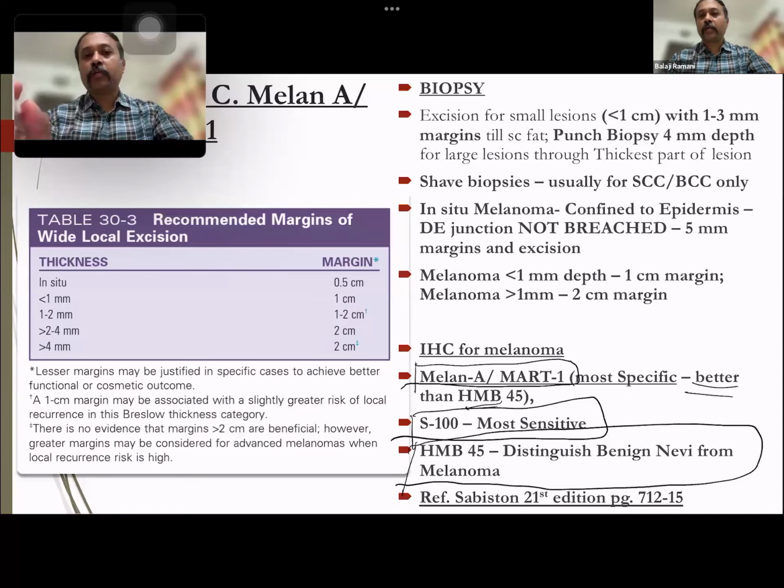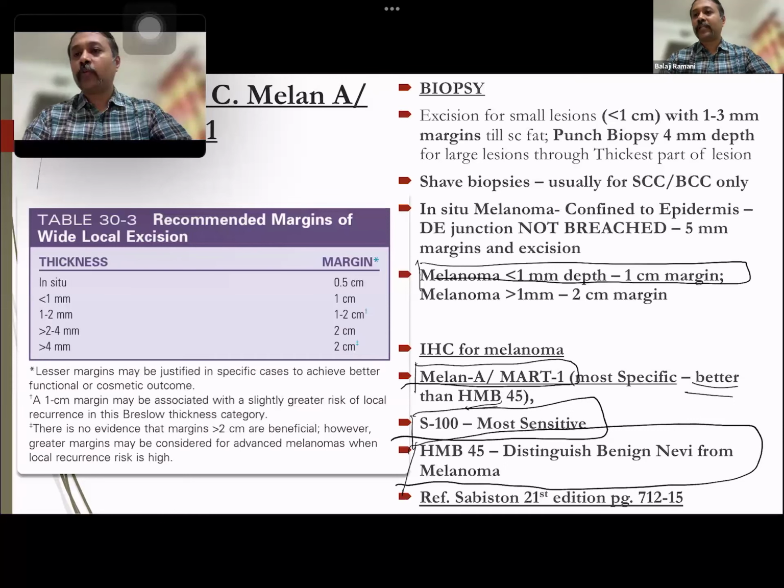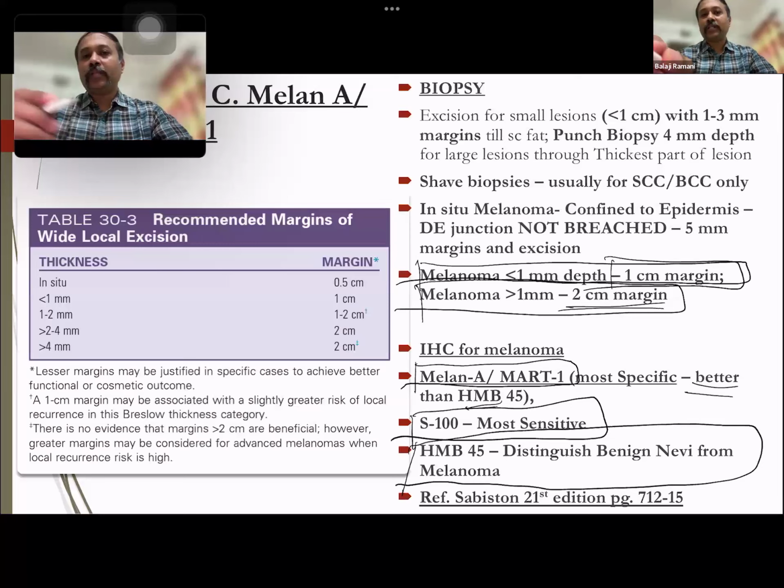Simply, basically for a thin melanoma, for T1 melanomas, the margin is going to be 1 centimeter. For anything which is more than a thin melanoma, the margin is going to be 2 centimeters. Now, there is one thing called an in situ melanoma, for which you can give a margin of 0.5 to 1 centimeters.